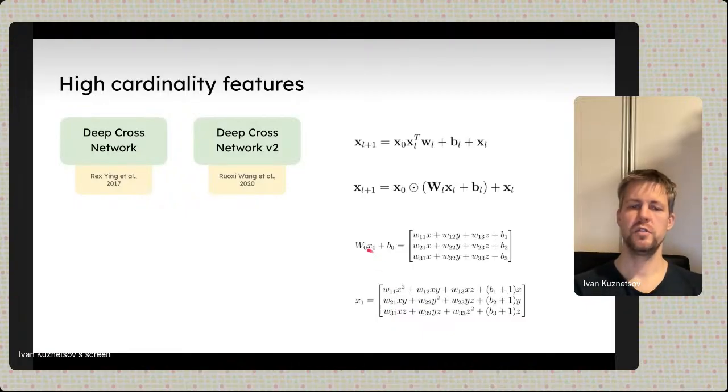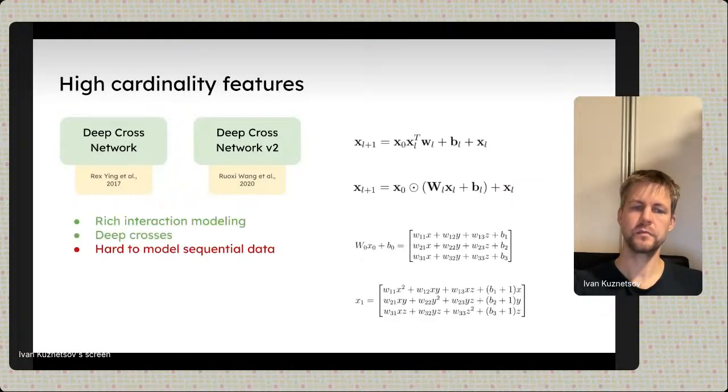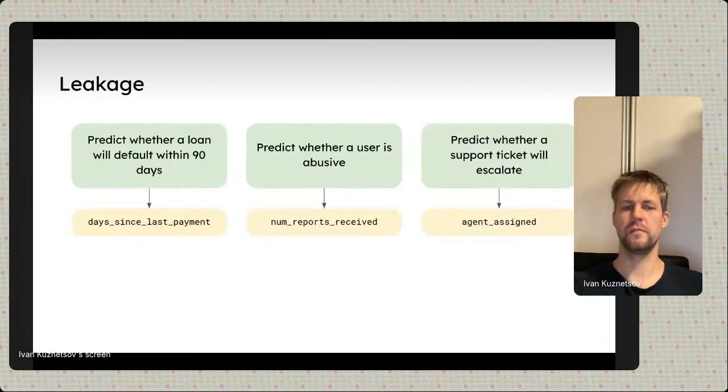So it's much more efficient to separately train such a cross layer and separately train a deep layer and achieve the same result as we are trying to achieve in these wide and deep architectures. So what's great about this is it has rich interaction modeling, deep crosses. Still the problem, yeah, it's hard to model sequential data. So what if now you want to model user interactions with previous n items or n movies? How do you model it with this kind of an approach? You don't have a good solution.